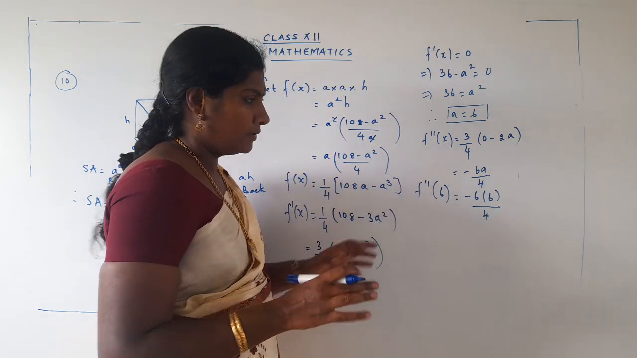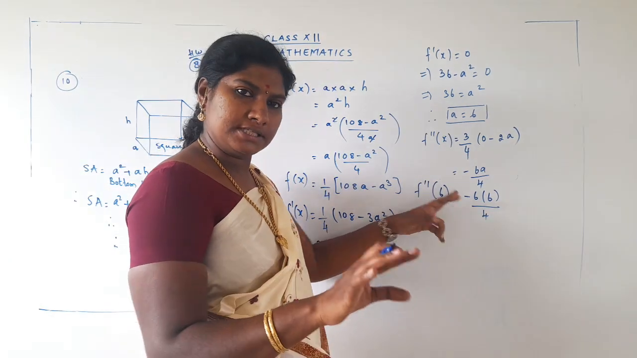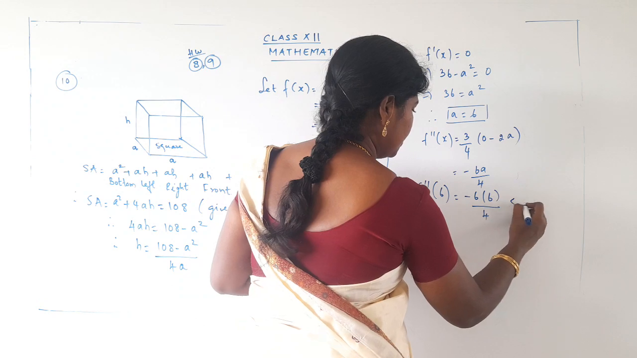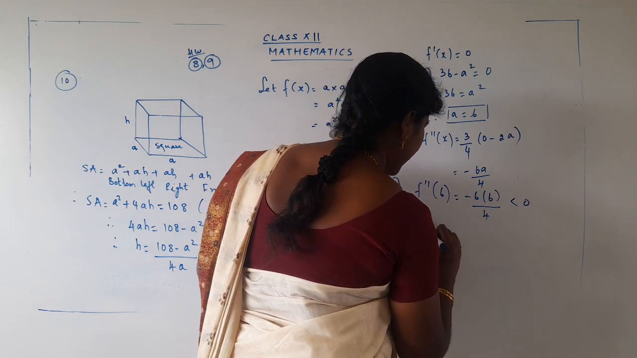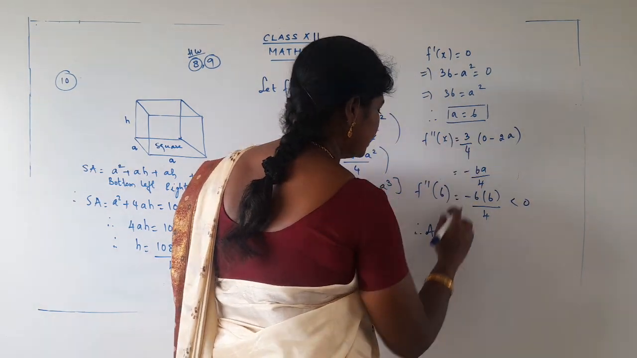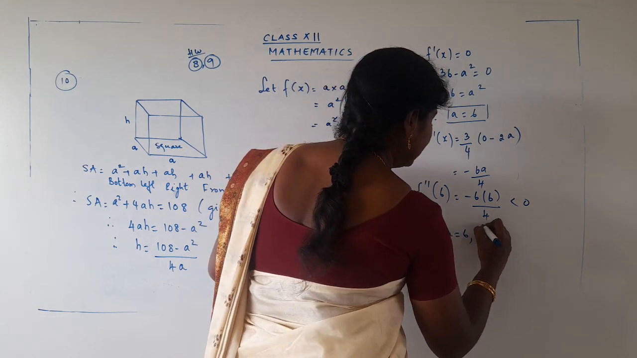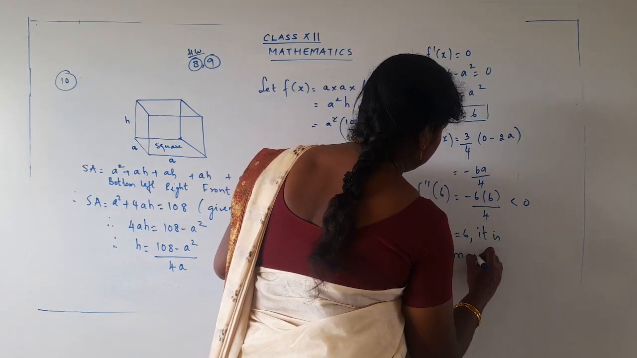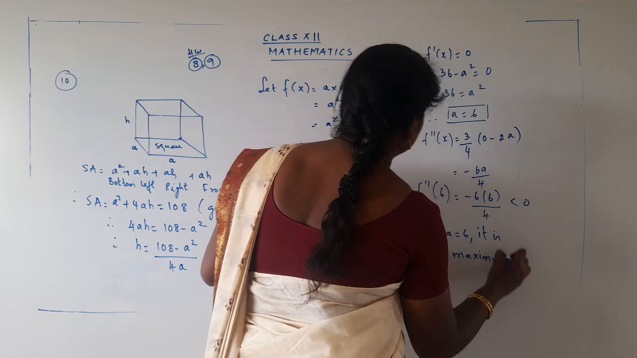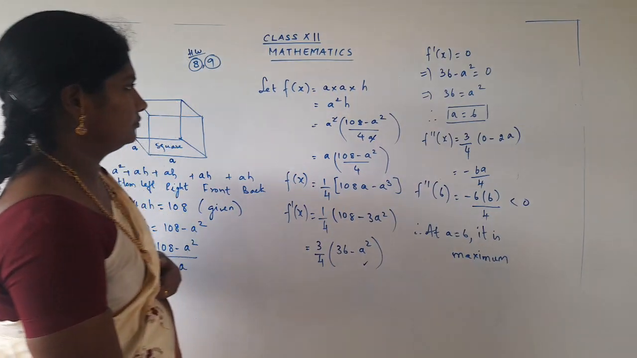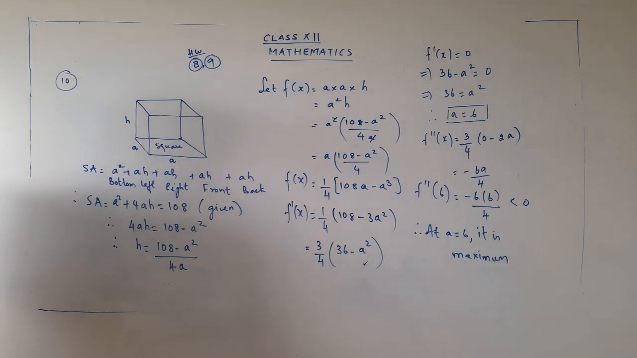Now again here, one negative only is there. That means it is going to be less than 0. So you can say therefore at a is equal to 6, it is maximum.